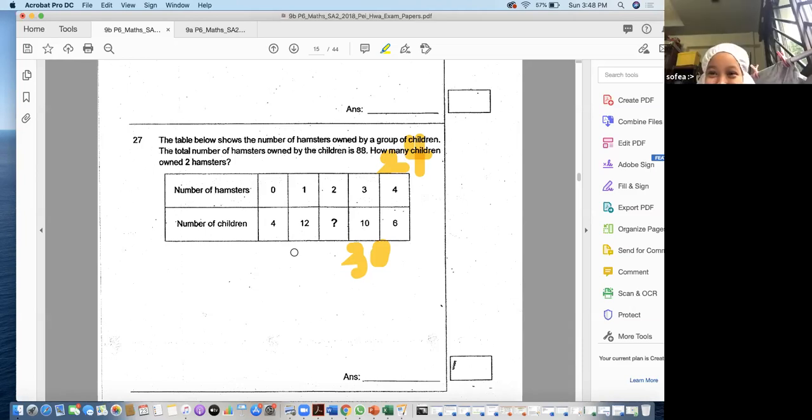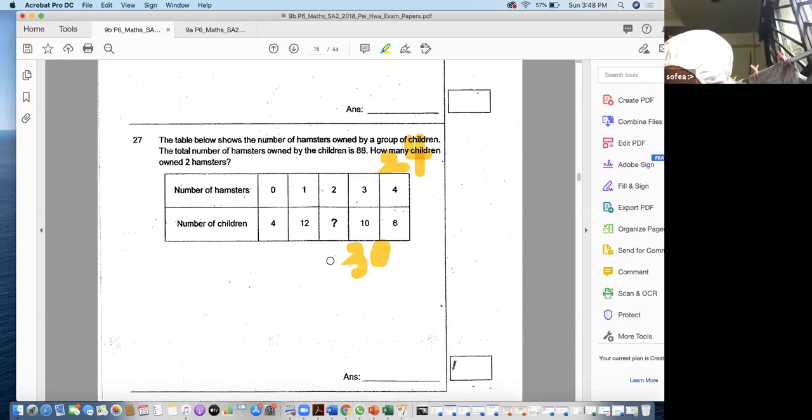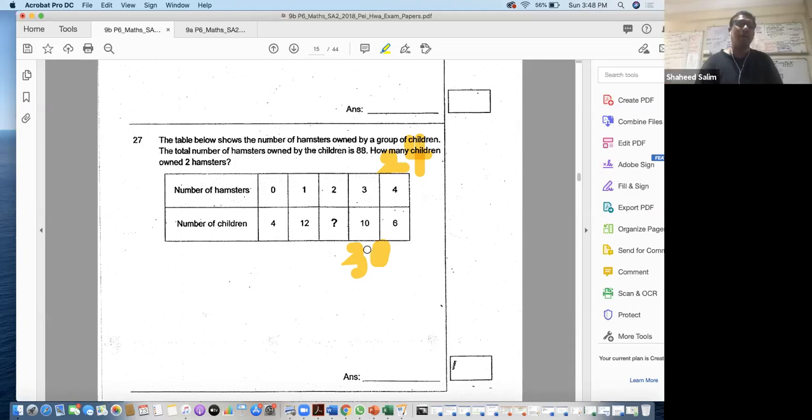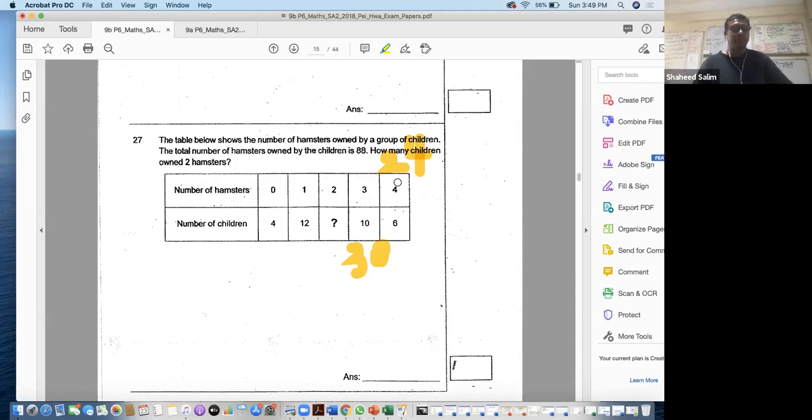Then what is 22? 22 is the number of hamsters these children have. Okay, so 12 plus 10 plus 6 is 28, right? You cannot find it that way. If you know that there are 24 hamsters here, and each child has 4 hamsters, how do you get the 6? You have 24 here. What's your answer?